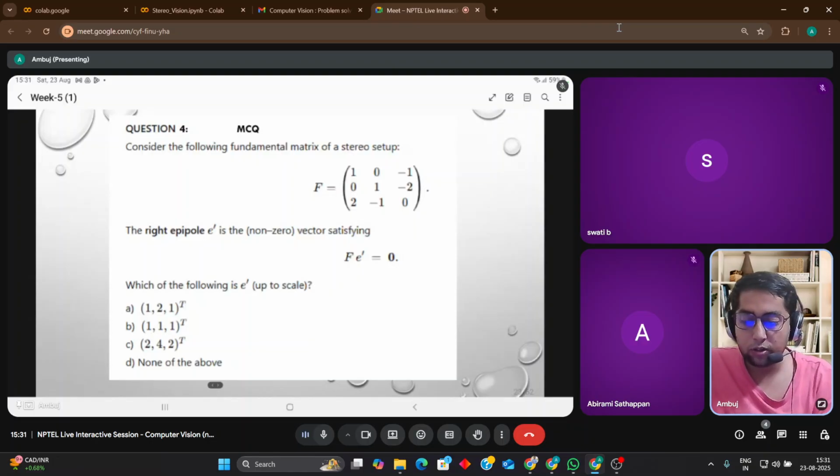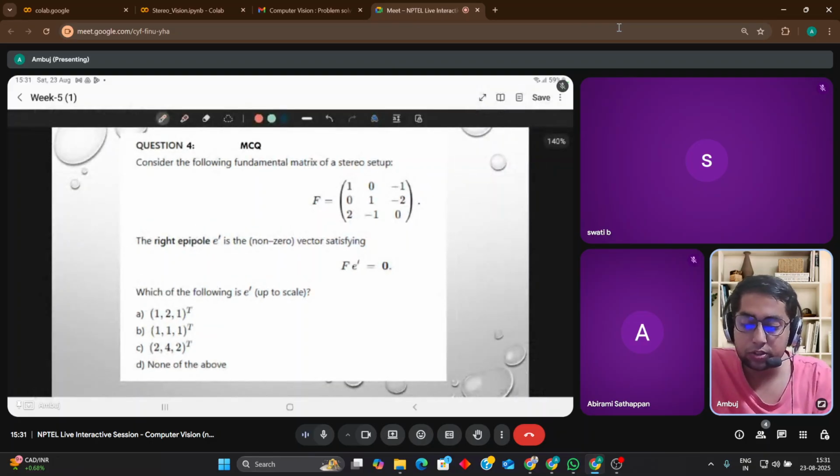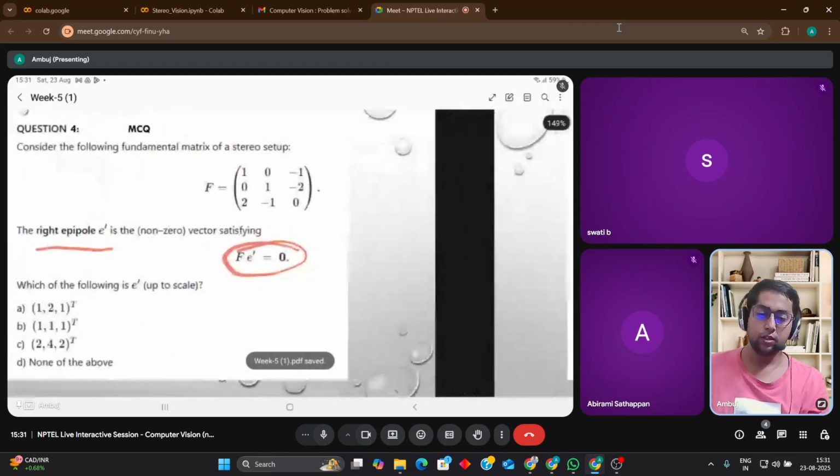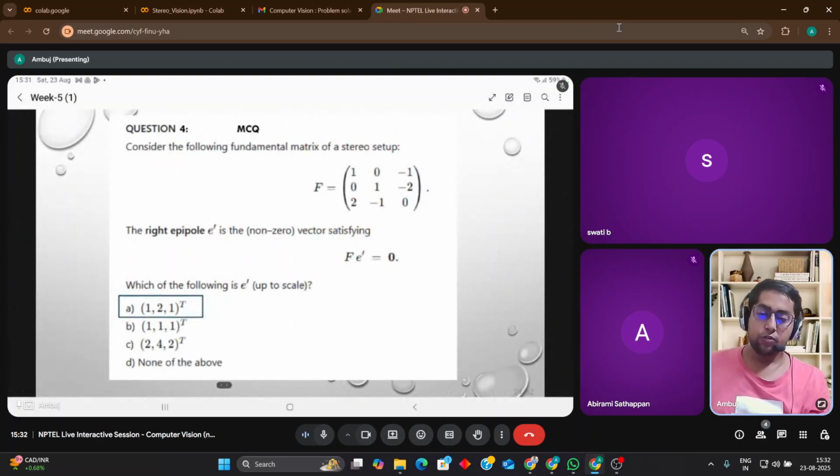Then coming to our fourth question: consider the following fundamental matrix stereo setup. F has been given to you. You just have to compute the right epipole E dash. Very, very simple question. Already everything has been mentioned here: F into E dash should be equal to 0. So by now you must be very efficient in this particular calculation. The correct option will be A.